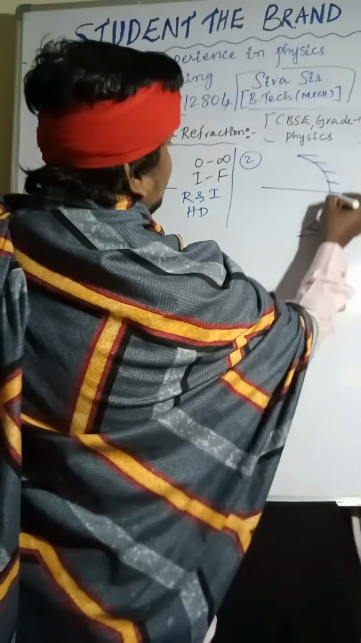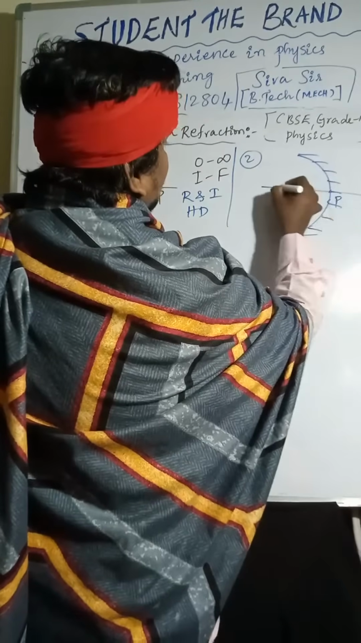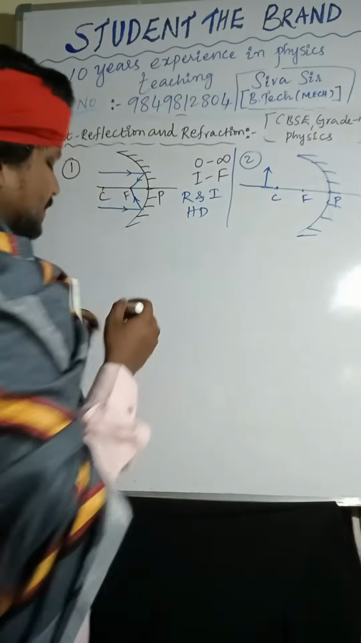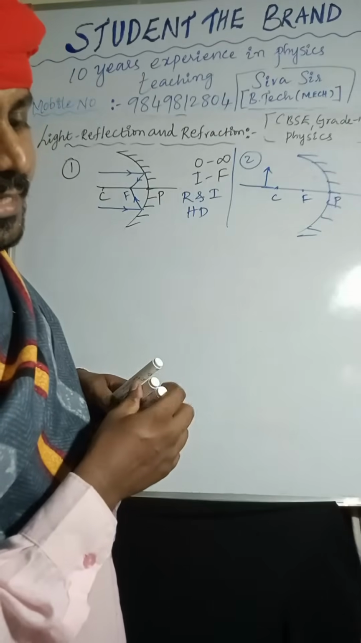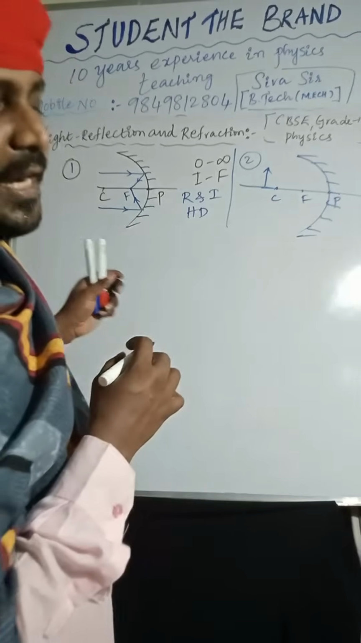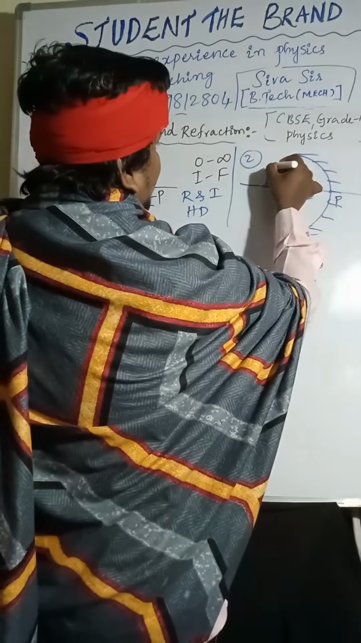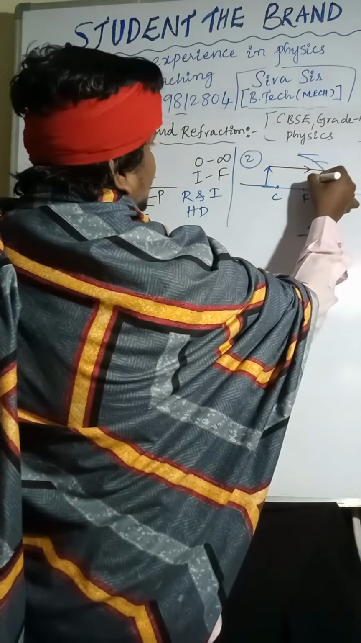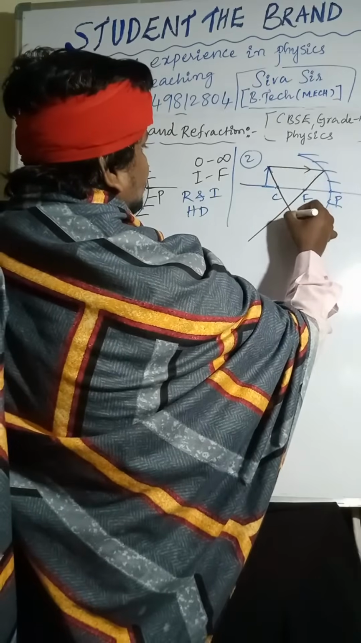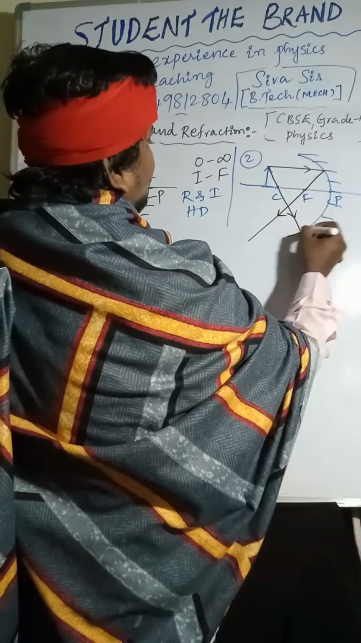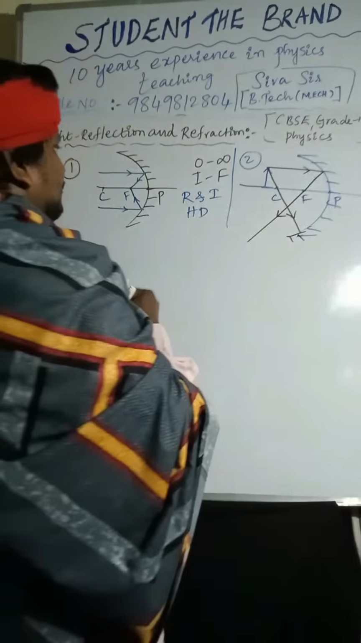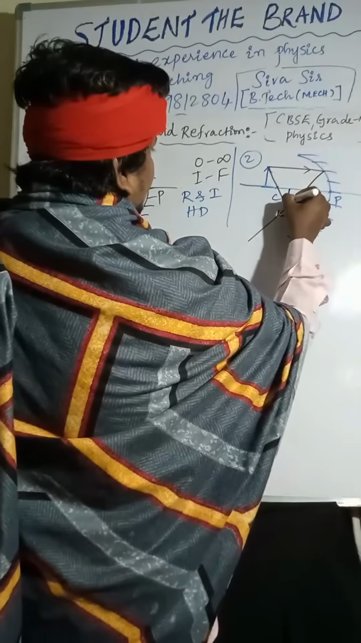So pole, focus, central curvature, object is placed beyond central curvature. How many light rays are required to form the image of the object? Minimum 2 light rays are required to form the image of the object. So I'm taking one light ray like this. After reflection passes through focus. Another light ray passes through central curvature. Okay. So the image will form between C and F.